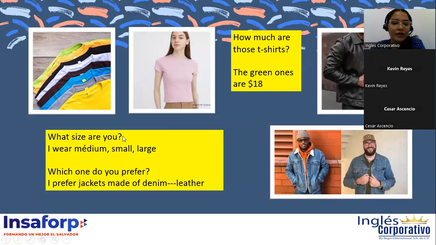And we have here another question that is so important when we want to buy items. What size are you? We have a medium, small, and large. Okay, el mediano, el pequeño y el largo, ¿verdad? Que, o sea, en nuestro caso sería como M, S y L, ¿verdad? So here we have medium, small, and large. Así que cuando nos pregunten, ¿cuál es tu talla? What size are you? I wear, yo visto, in this case, este verbo sería yo visto, medium, small, and large.